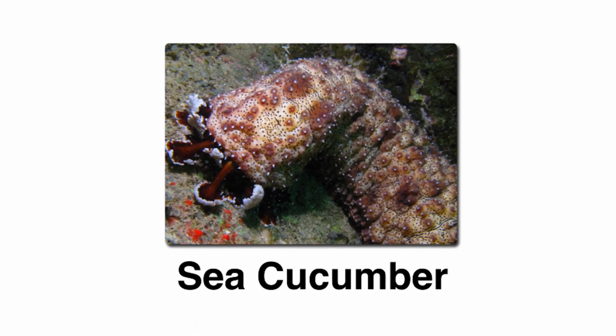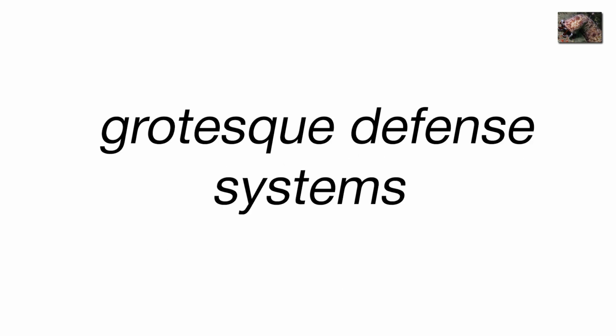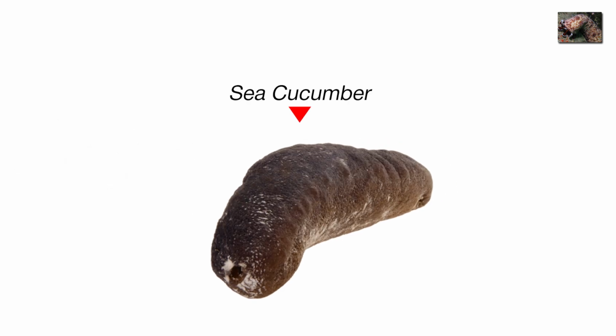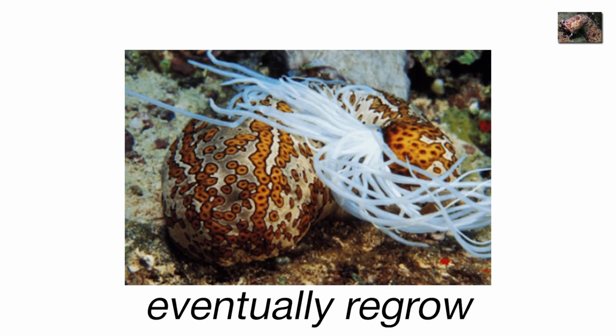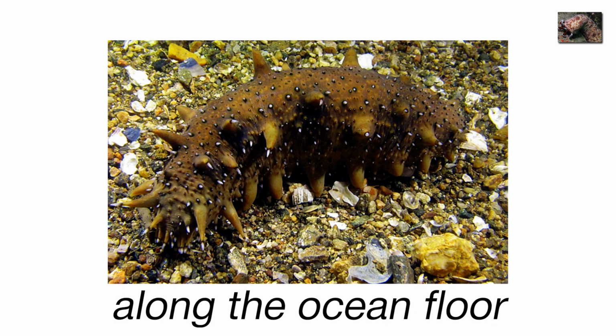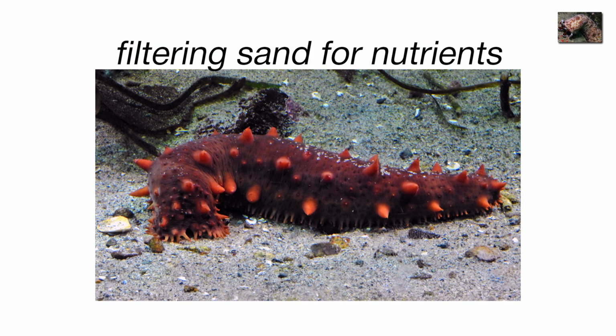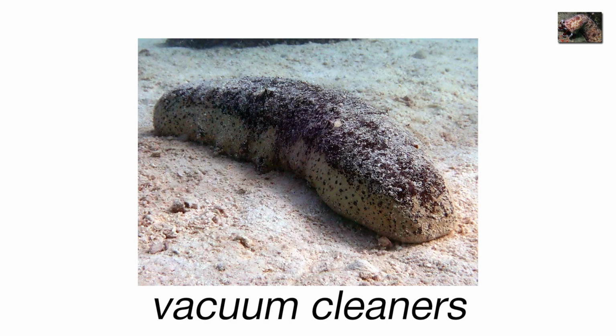Sea cucumber, the gut launcher. You'd never expect a creature shaped like a squishy sausage to have one of the most grotesque defense systems in nature. When threatened, the sea cucumber vomits its own organs, ejecting sticky, toxic guts into the water to entangle predators. The expelled organs eventually regrow, like something out of a horror movie on repeat. These creatures crawl along the ocean floor, filtering sand for nutrients, cleaning up the deep like living vacuum cleaners.